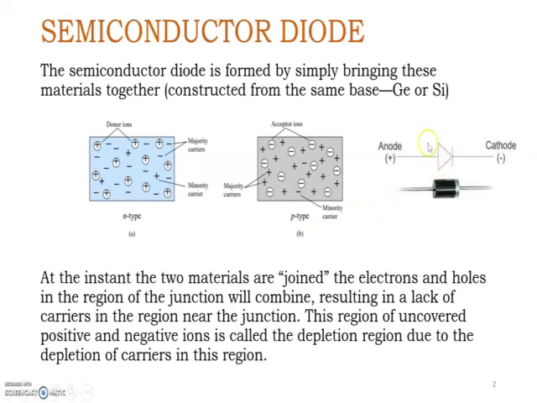So this is the symbol of the diode. This is the anode, this is the cathode. Anode is nothing but the P, cathode is nothing but the N, right? To identify the cathode of a diode, look at the silver ring symbol here. This is the cathode. This side is the anode.